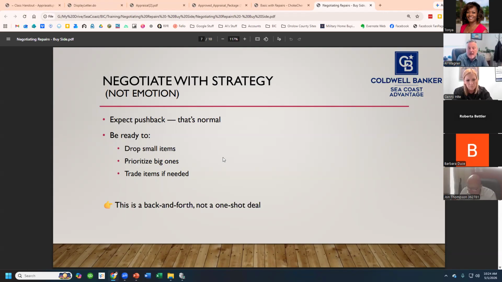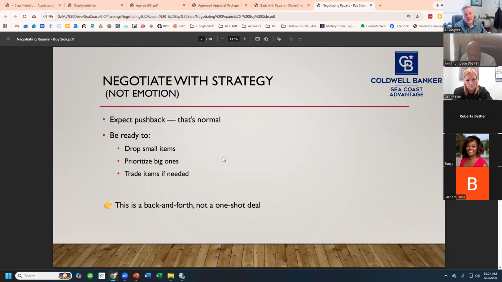The listing agent may come back and say they're doing items that aren't a big concern to your buyer, but they're not going to do the huge concern item. Well, now we can negotiate. "Nope. I want this, this, and this, which includes my large concern. That's what I need to have fixed." Be ready to drop items, prioritize the big ones, and trade items, just like I gave in the example. You move things around, right?